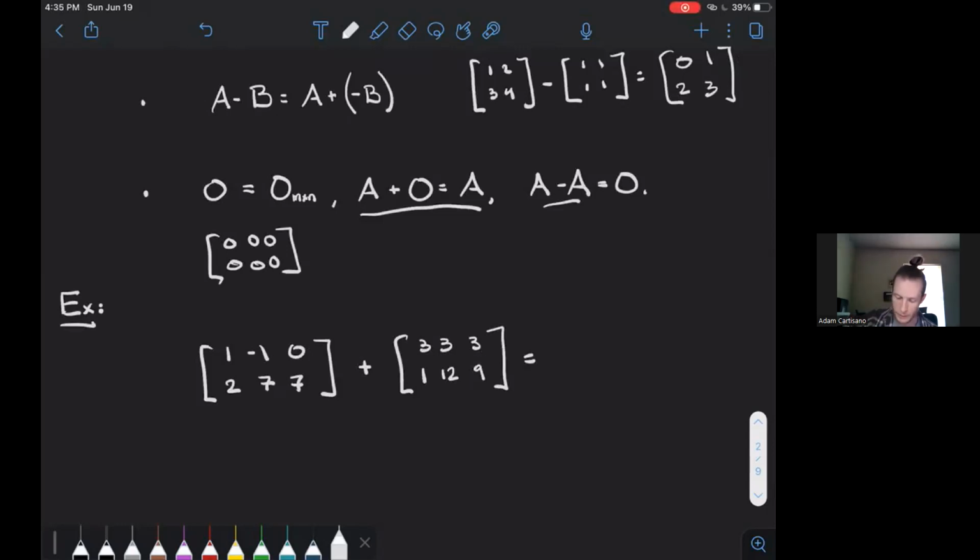Okay, sum of these two matrices, maybe pause the video and work it out yourself. But okay, 4, 2, 3, 3, 19, 16. And so on. Right, we just add component wise. Okay, great. Good, good.